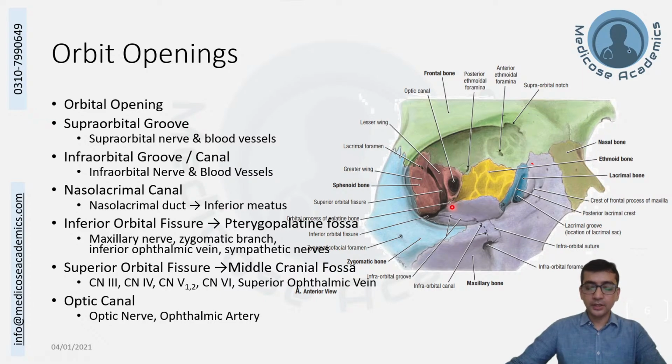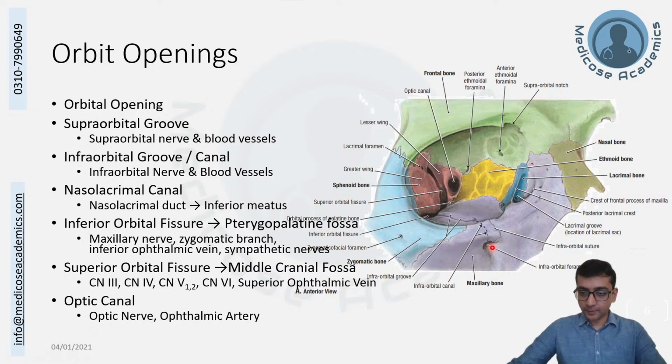Overall, which structures are passing through it? Basically, the maxillary nerve on its way from the pterygopalatine fossa enters into the orbit through this fissure. The maxillary nerve itself and its zygomatic branch enter the orbit independently here. The zygomatic branch has already separated from the main maxillary nerve in the pterygopalatine fossa. As the maxillary nerve comes forward, it changes its name to the infraorbital nerve, enters the infraorbital canal and exits in the front of the cheek.